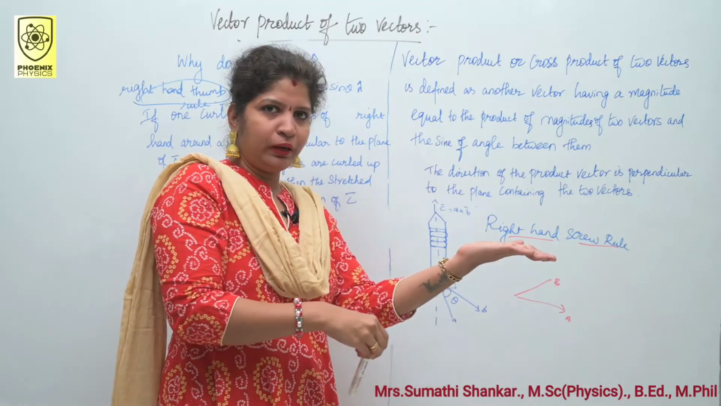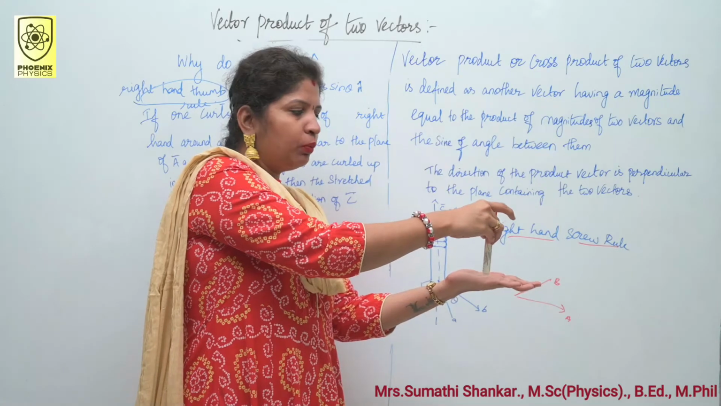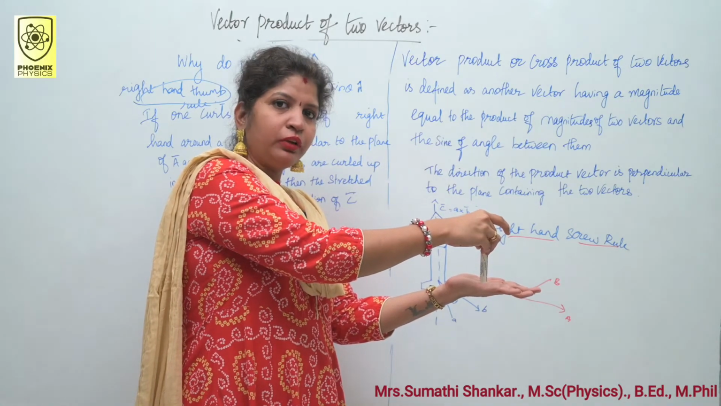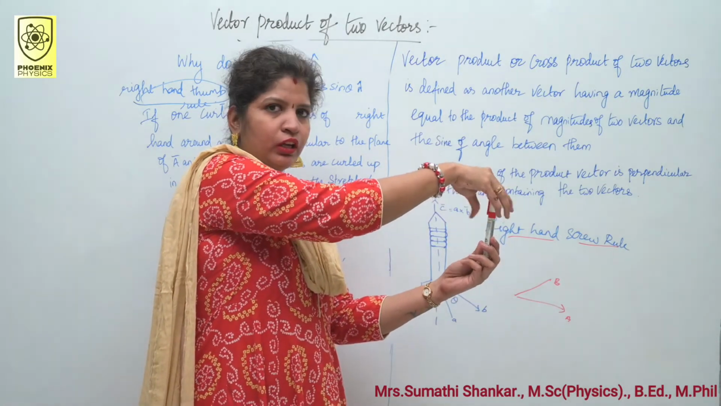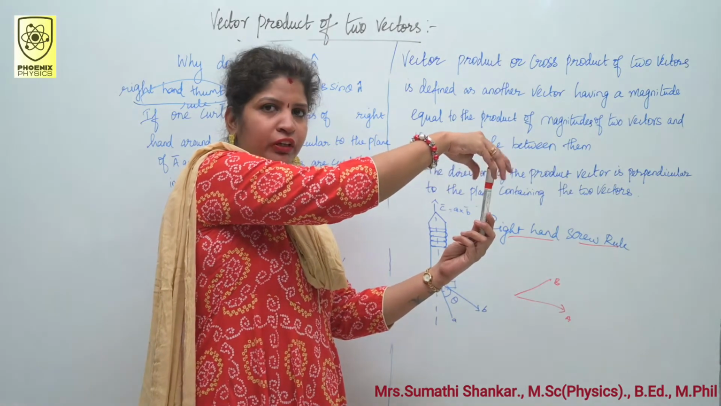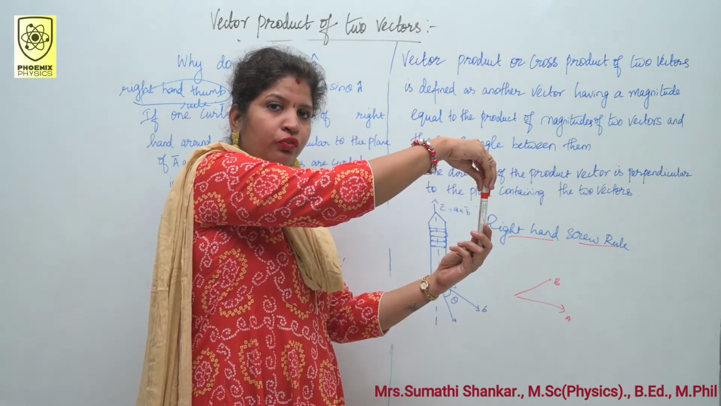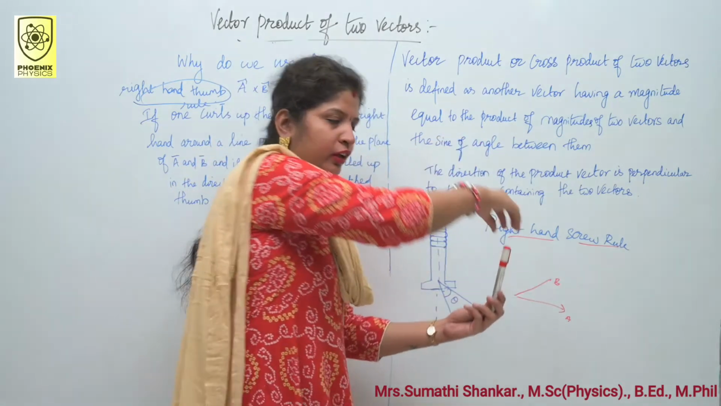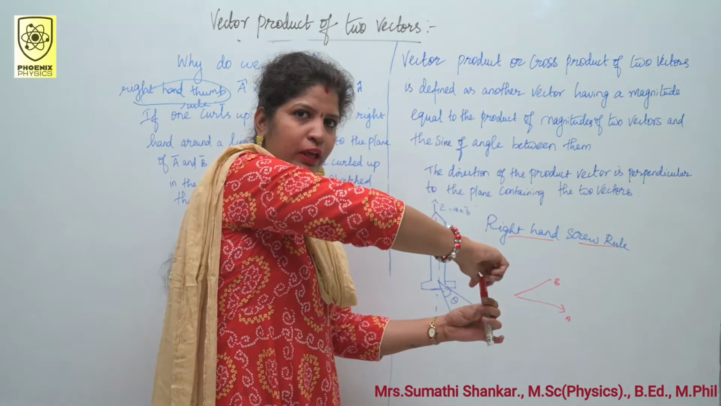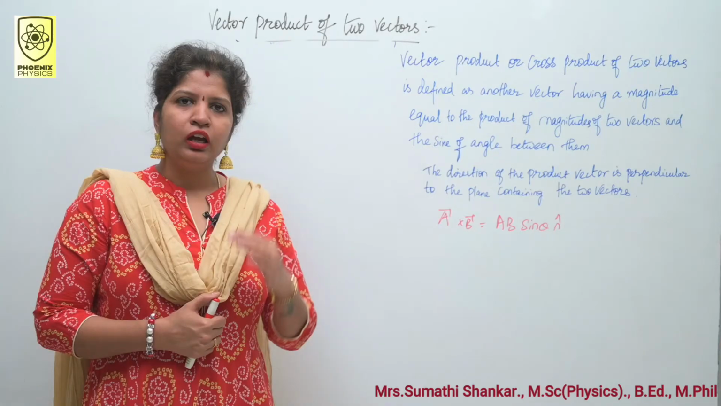Then screw rule. So this is my plane. Keep the screw like this. Move the screw from A to B like this. The tip of the screw will move in the upward direction. Suppose you move the screw from B to A like this, B to A means downward direction. One important point, rotation should be taken through the smaller angle, that is less than 180 degrees.